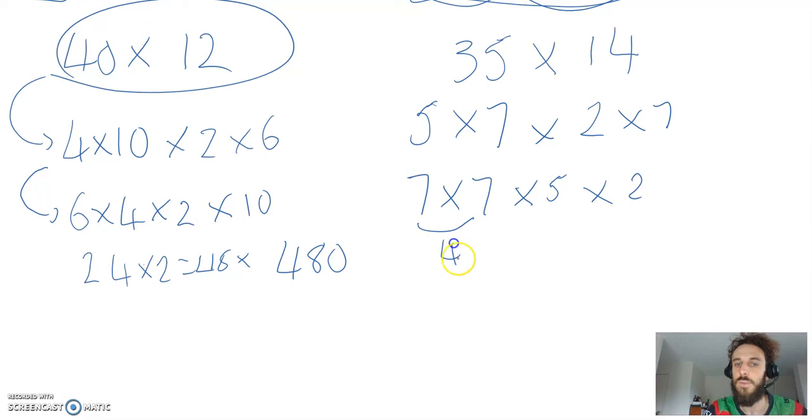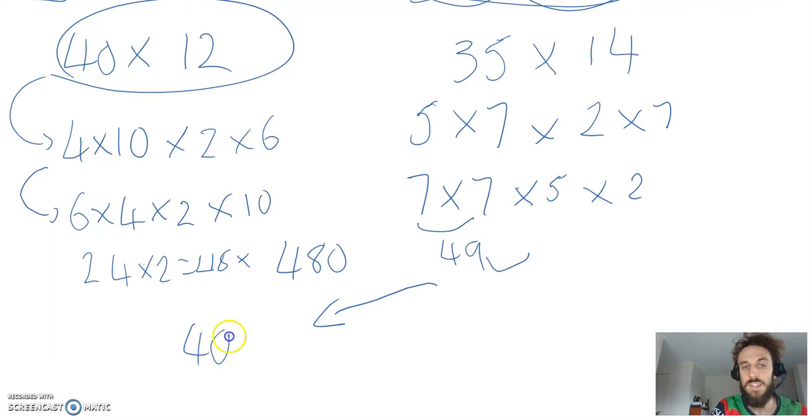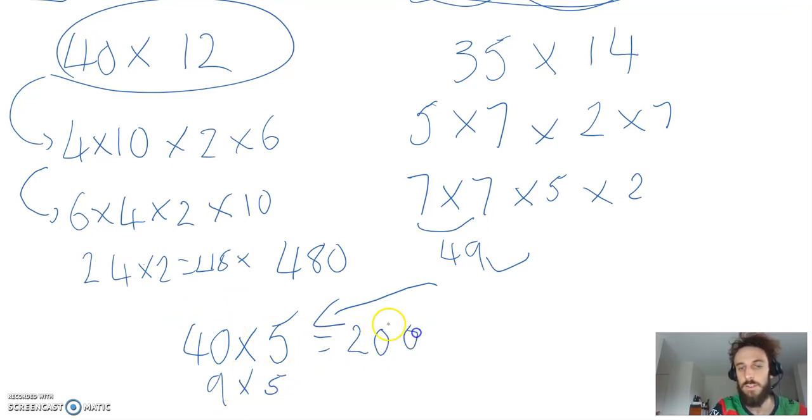7 by 7 is 49. 49 multiplied by 5. Holy moly, that is pretty hard to do. So instead I'm going to do some side working out over here, and I'm going to partition. I'm going to use the partial product strategy: 40 multiplied by 5, and 9 multiplied by 5. 4 by 5 is 20, with the extra 0 is 200. 9 by 5 is 45. Add them together and I get 245. So 49 times 5 is 245.